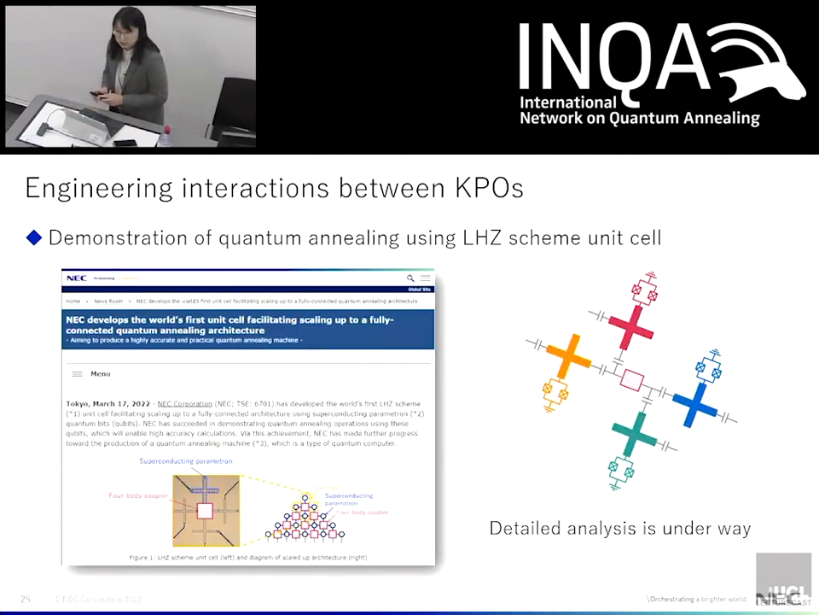And we also demonstrated annealing operation using four KPOs. I will skip the details, but we managed to observe four-body correlation, and the probability distribution can be changed by the effect of local field. These results are positive. However, there still remain some open questions, and we are currently working on additional experiments and theoretical simulations.